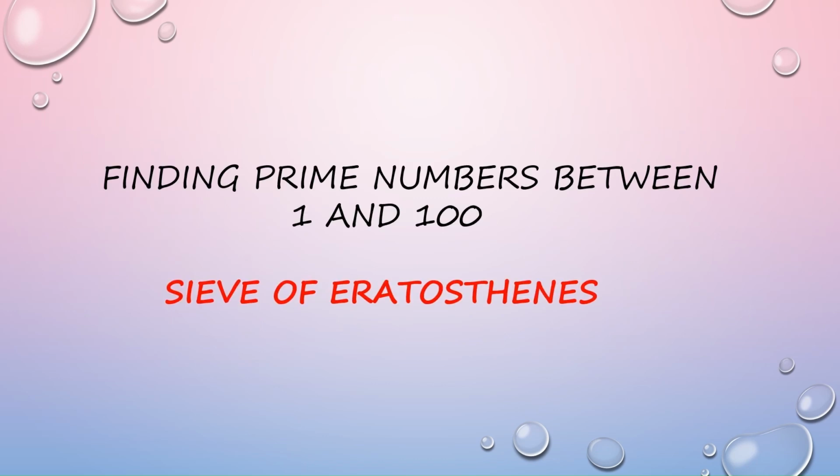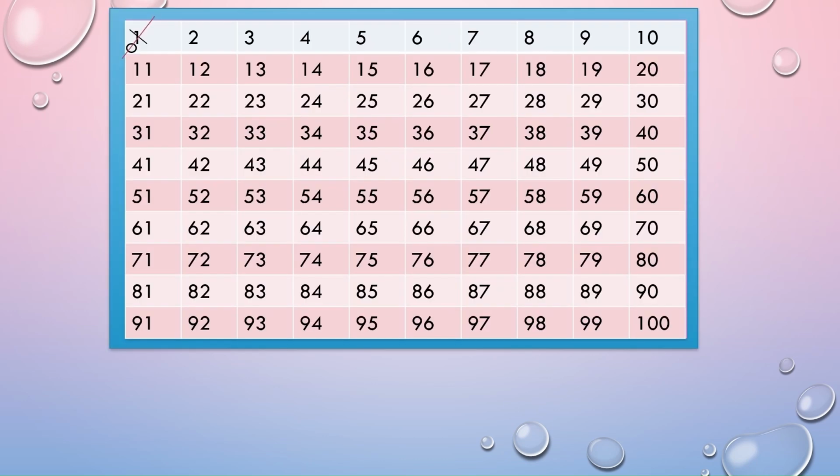Now we are going to find prime numbers between 1 and 100 using a special technique. We are going to use the sieve of Eratosthenes. The sieve of Eratosthenes will help us find prime numbers between 1 and 100. So the first thing we need to do is write down all natural numbers starting from 1 up to 100. Now I have struck off 1 because 1 has only one factor as we saw.